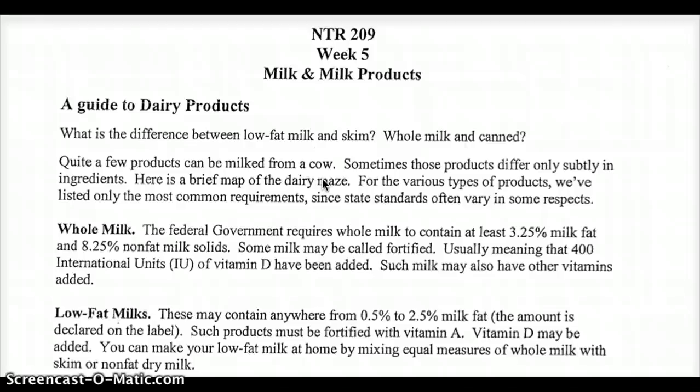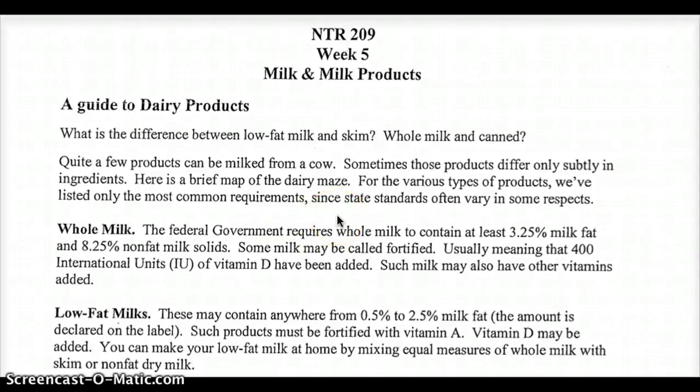What is the difference between low-fat milk and skim, whole milk, and canned? If you want to, you can sit back and just listen to this instead of having to read it and think it out. Quite a few products can be milked from a cow. Sometimes those products differ only subtly in ingredients. Here is a brief map of the dairy maze.